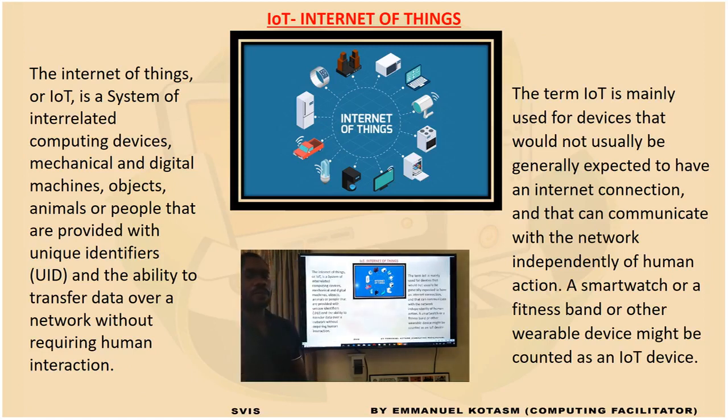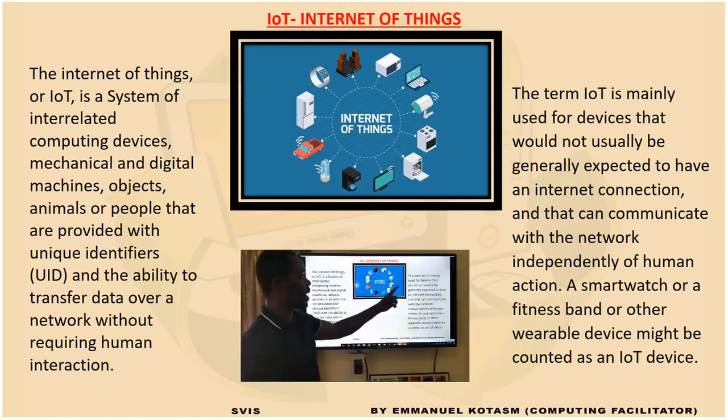So we also move to talk about IoT, which stands for Internet of Things. We say the Internet of Things, or IoT, is a system of interrelated computing devices, mechanical and digital machines, objects, animals, or people that are provided with unique identifiers, in brackets, UIDs, and the ability to transfer data over a network without requiring human interaction.